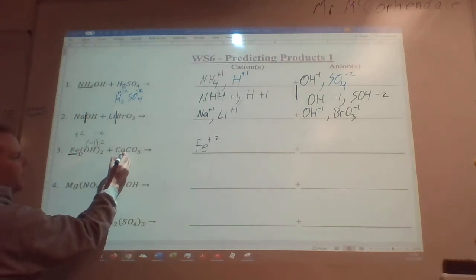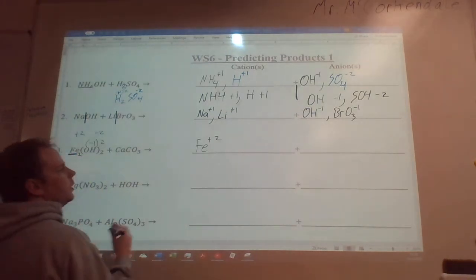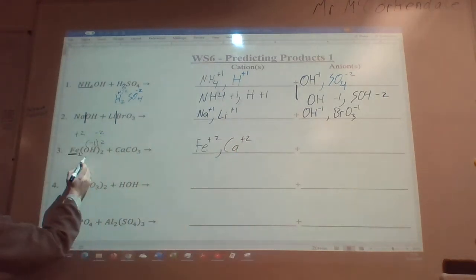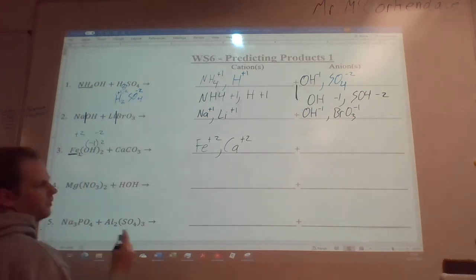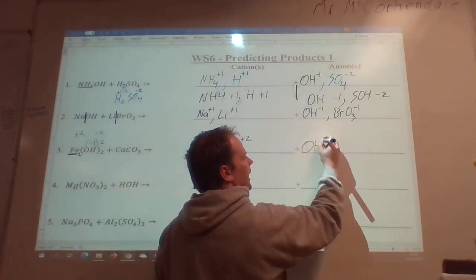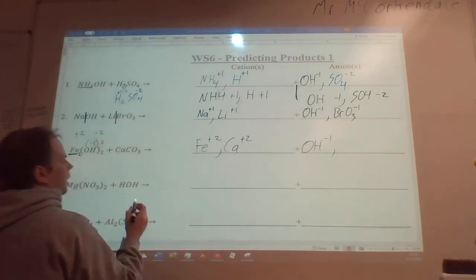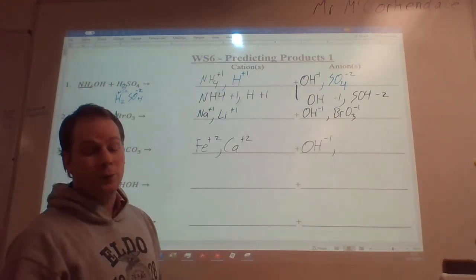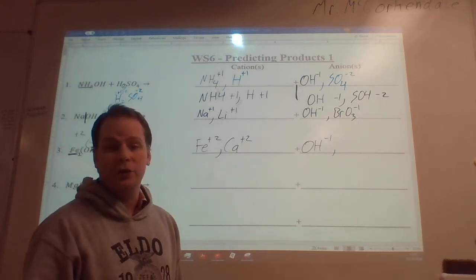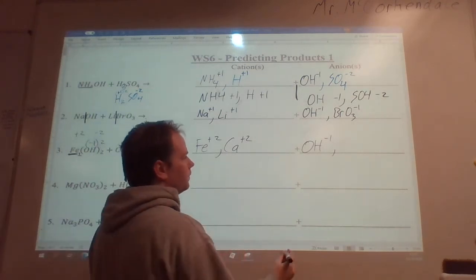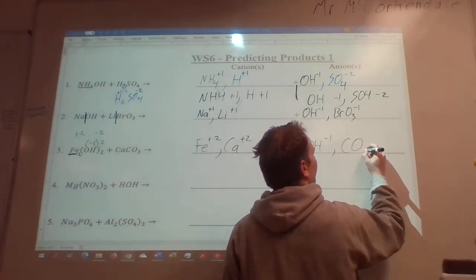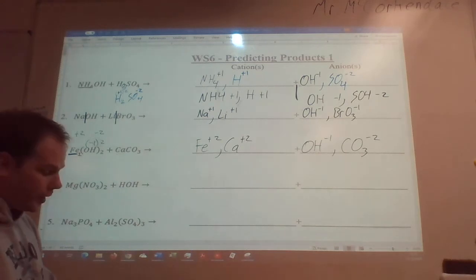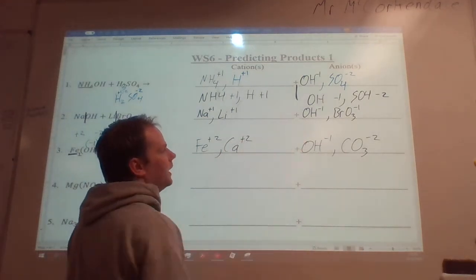The other side we have calcium, which is in group 2. So that's going to be Ca +2. Anions, we just said hydroxide is -1. So OH, -1. And the other one, CO3, is carbonate. That's one of the odd ones, I'll admit. Carbonate has a charge of -2. And that's all there is to this. We're just breaking them up and listing the cations and the anions separately.